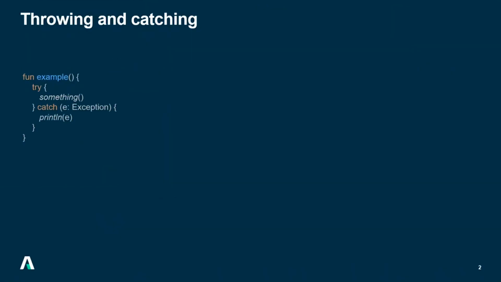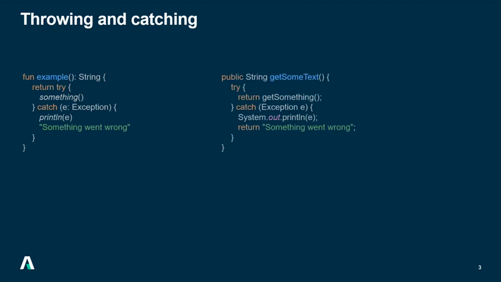So first of all, we have the traditional error handling. You can try something, and then you can catch something, and then you can handle the exception. That is the very old school way of error handling. And in Kotlin, we have the amazing thing that the try catch is actually a statement that can return a value. In Java, we don't have that luxury.